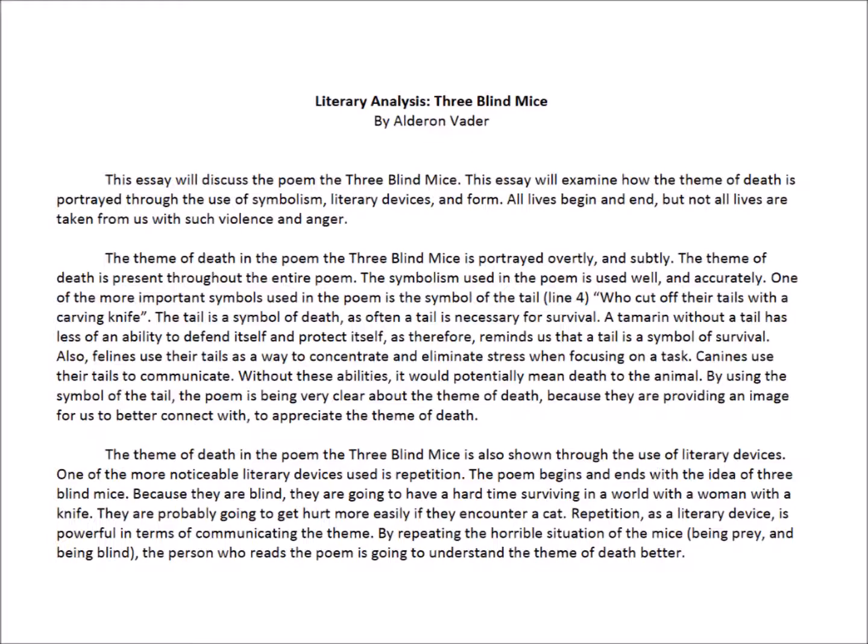The theme of death in the poem, The Three Blind Mice, is also shown through the use of literary devices. One of the more noticeable literary devices used is repetition. The poem begins and ends with the idea of three blind mice. Because they're blind, they are going to have a hard time surviving in a world with a woman with a knife. They're probably going to get hurt more easily if they encounter a cat.